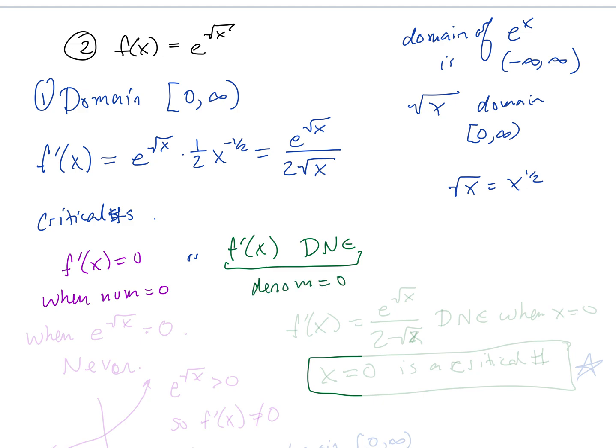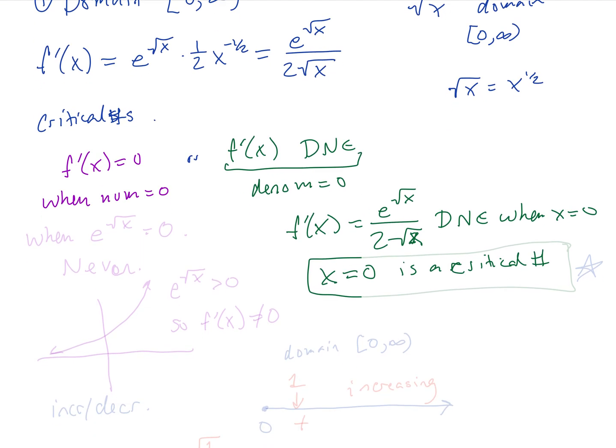So we do see, looking at each of these pieces, f prime of x equals e to the square root of x over 2 square root of x. That does not exist when x equals 0, because then we'd have 2 square root of 0 in the denominator. And so therefore, the point x equals 0 is a critical number.